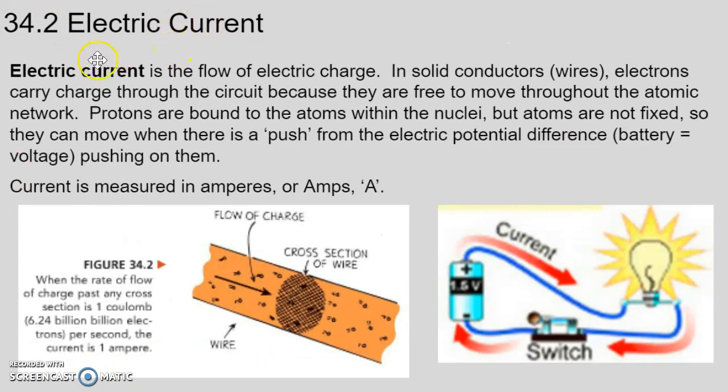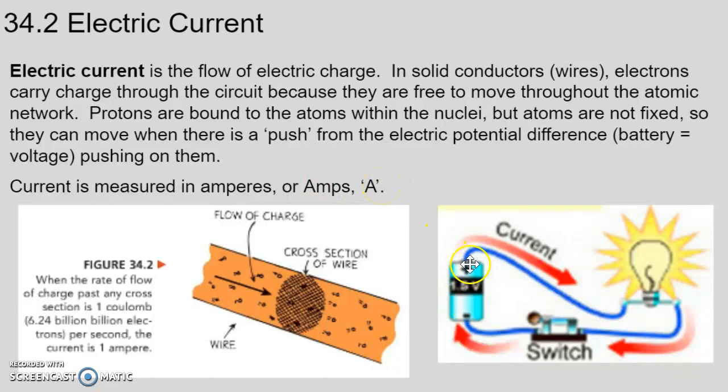So what is electric current? Well, electric current is the flow of electric charge. In solid conductors, or wires, electrons carry charge through the circuit because they are free to move throughout the atomic network. Protons are bound to the atoms within the nuclei, but electrons are not fixed, so they can move when there's a push from the electrical potential difference. Essentially, the battery and the voltage is pushing them. Current is simply measured in amperes. Amps are the symbol A.